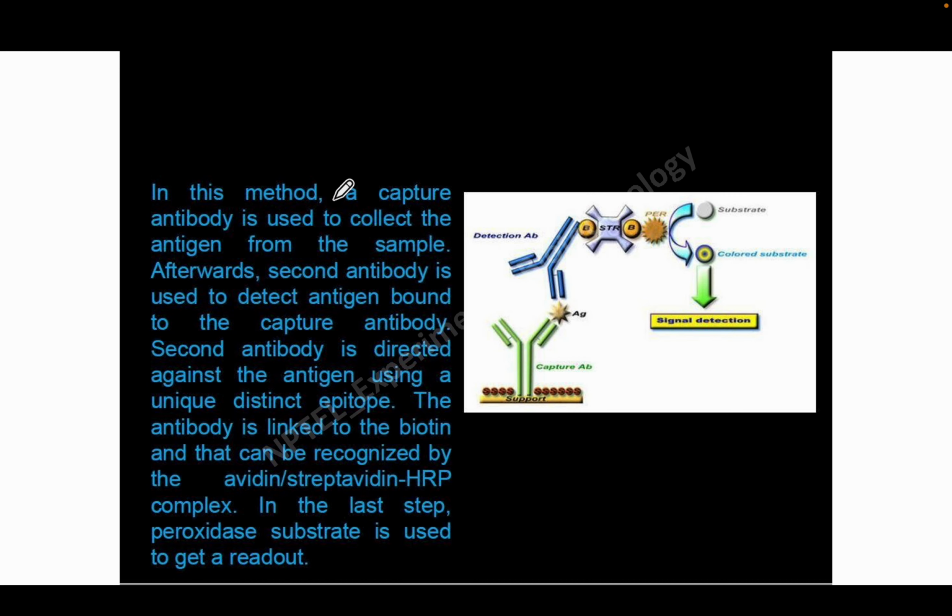In this method, a capture antibody is used to collect the antigen from the sample. Afterwards, a secondary antibody is used to detect antigen bound to the capture antibody. The second antibody is directed against the antigen using a unique, distinct epitope. The antibody is linked to biotin and that can be recognized by the avidin-streptavidin HRP complex. In the last step, peroxidase substrate is used to get a readout.